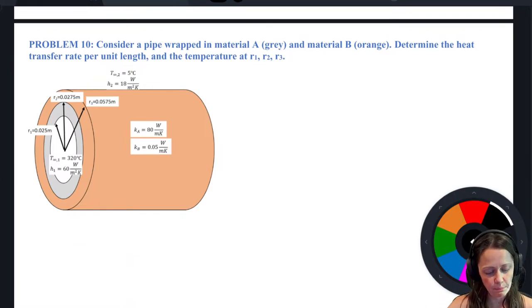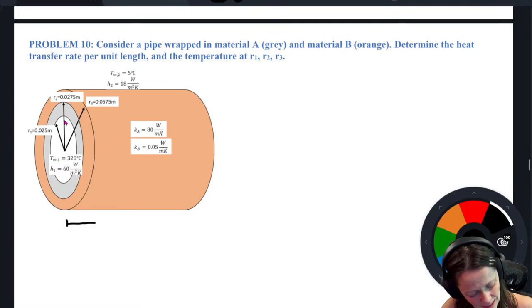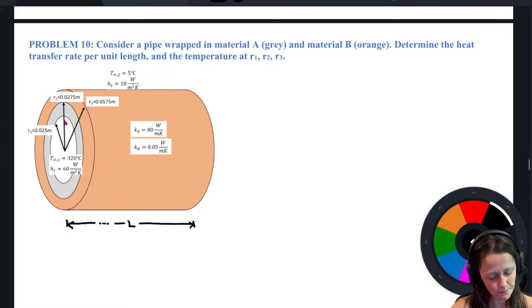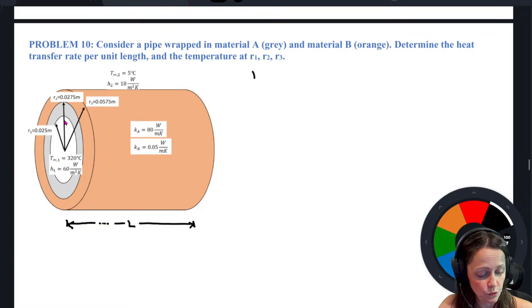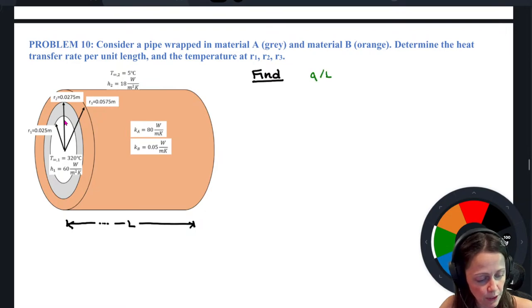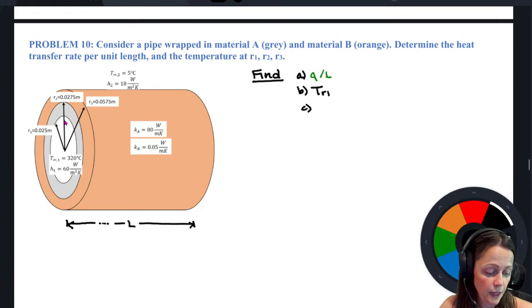All right, so we have a pipe wrapped in material A. That's gray, this one right here. And then you've got material B, which is orange on the outside. And we want to find the heat transfer rate per unit length. I know it looks sort of short and squat, but pretend that it's longer. I'm going to put a little dot, dot, dot. Just pretend it's long, some length L. And then we want to find some stuff. We want to find, again, the heat transfer per unit length, so Q over L. This will be A and B, and we want TR1 and TR2.